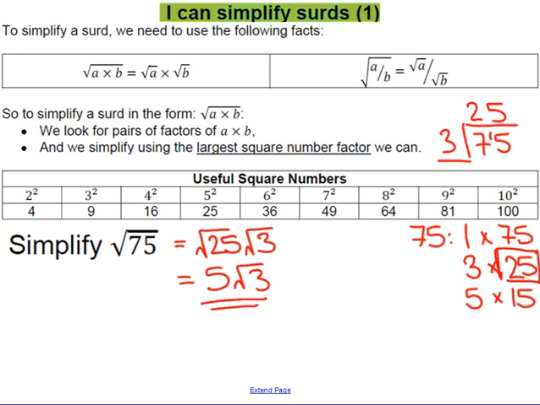So we looked at a few examples of that in this video. In the next one, we will look at examples which look like this up here, where we are dealing with fractions or division of surds.